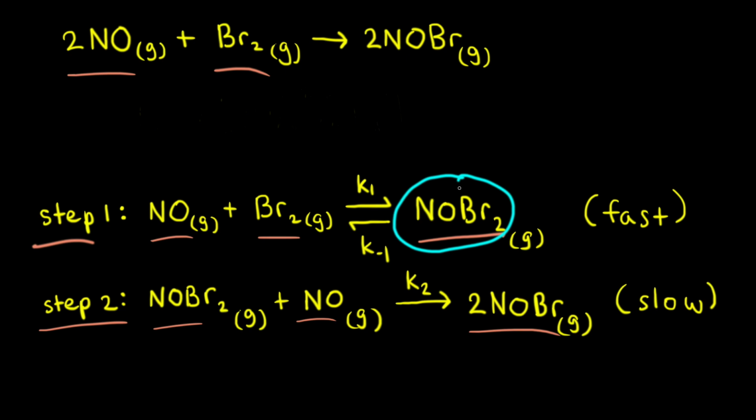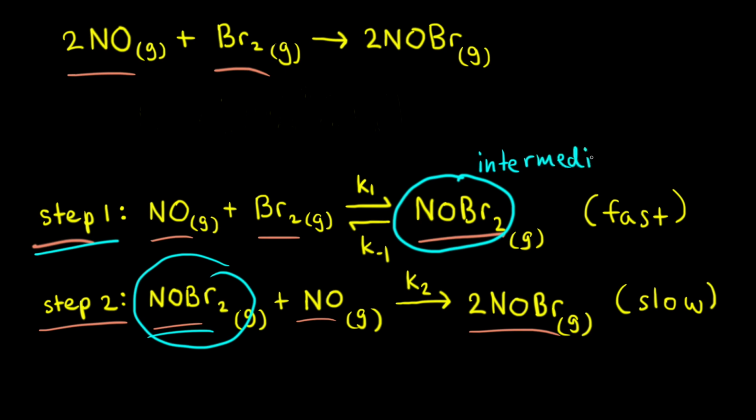NOBr2 is generated from the first elementary step of the mechanism, and then NOBr2 is used up in the second step. Since NOBr2 wasn't there in the beginning and it's not there in the end, we call NOBr2 an intermediate. The first step of the mechanism is fast, and the second step is slow. Since the second step is slow, this is the rate determining step.